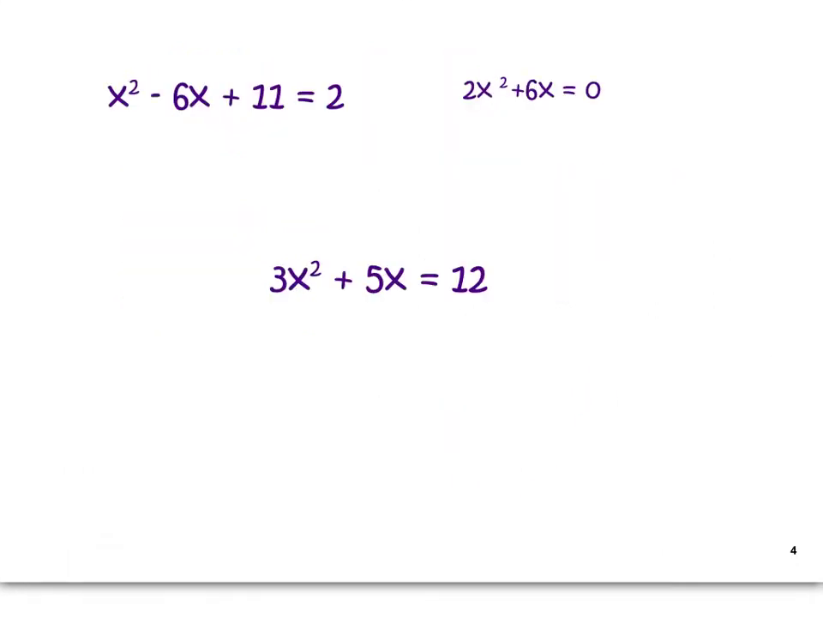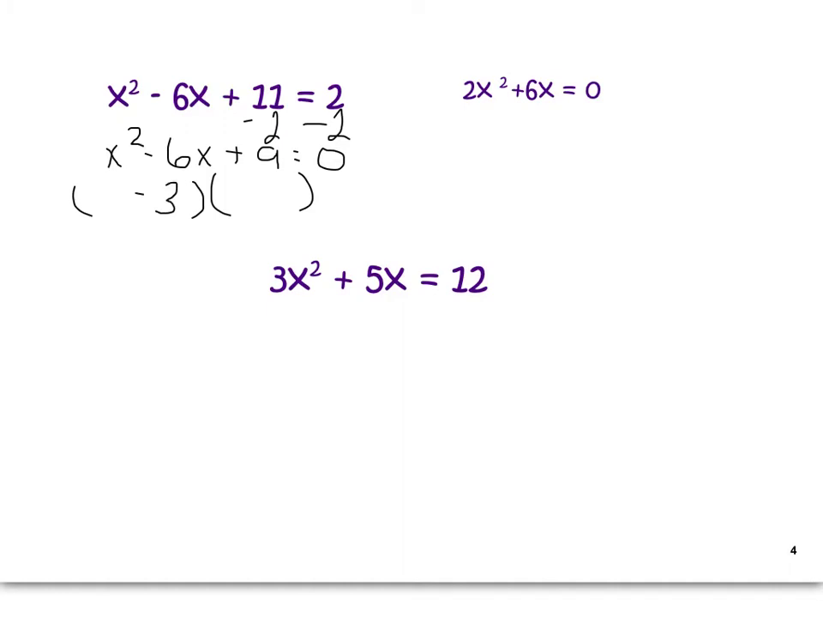Alright, now it's time to try it out a little bit. So, if you'd like to pause the video at this time and try these out on your own, I definitely encourage you to do that, or you can follow along as I do them. I'm going to start with this first one here, x squared minus 6x plus 12 equals 2. Now your first step, you want to make sure that you get it equal to 0, because otherwise it doesn't really make sense. You can't use the zero product property if you don't have it equal to 0. So I'm going to subtract 2 from both sides, giving me x squared minus 6x plus 9 equals 0.